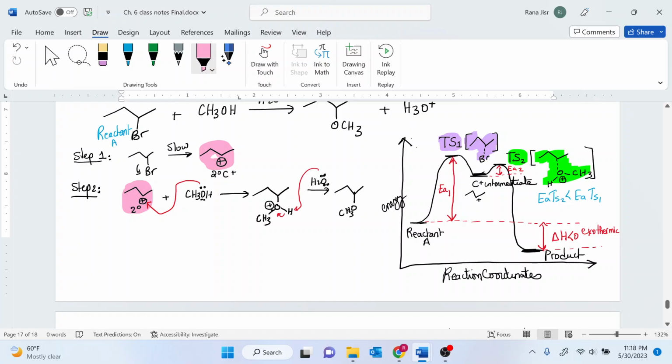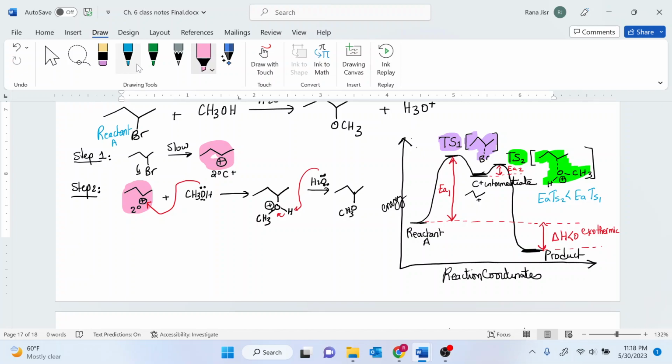Now, if I ask you which step is the slowest step, you need to compare the activation energy of each one of them. So the activation energy between the reactants and the transition state for the first step, and the activation energy between the reactants, which is the carbocation, and the transition state 2 of the second step. You would see that the activation energy here is smaller than the activation energy there. So if it is smaller, this means that this is a faster reaction. And it needs to be fast because this is the step where you are forming your product.